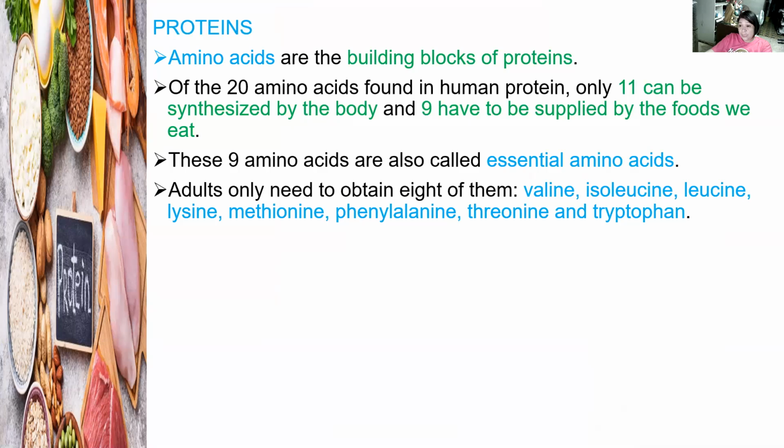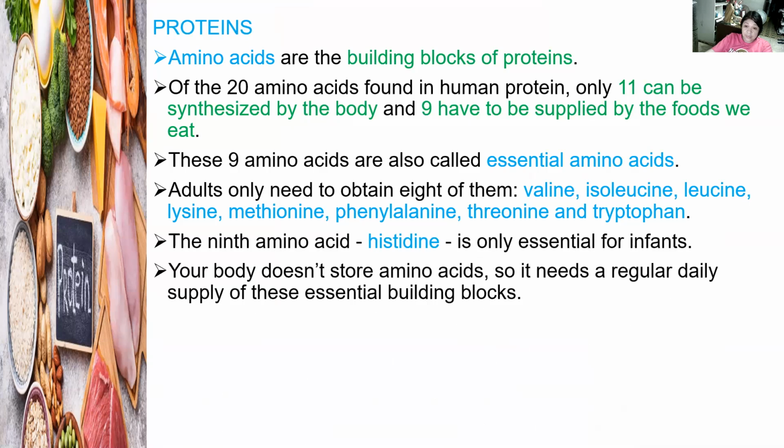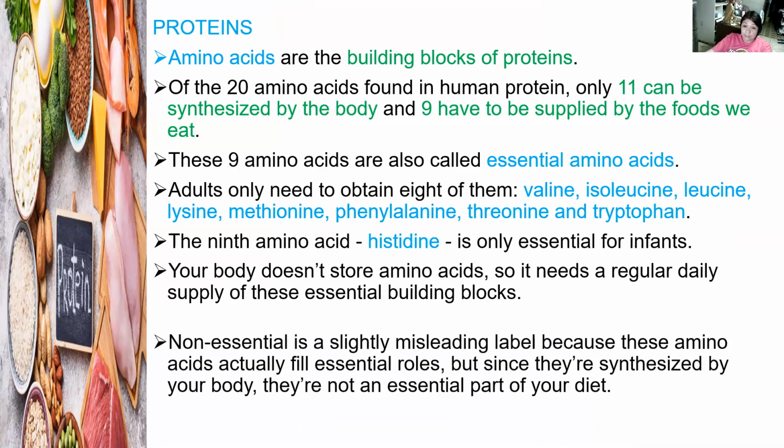Valine, isoleucine, leucine, lysine, methionine, phenylalanine, threonine, and tryptophan. The 9th amino acid, histidine, is only essential for infants. Your body doesn't store amino acids, so it needs a regular daily supply of these essential building blocks.